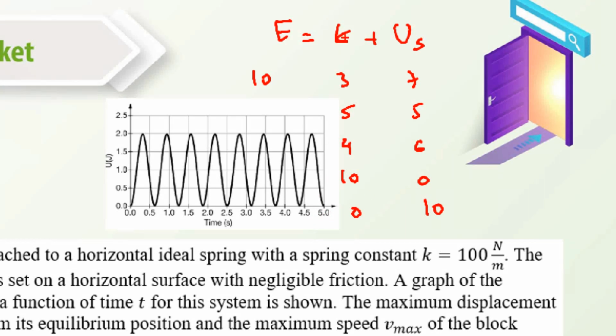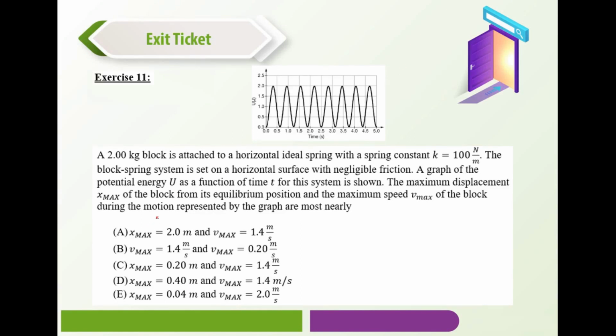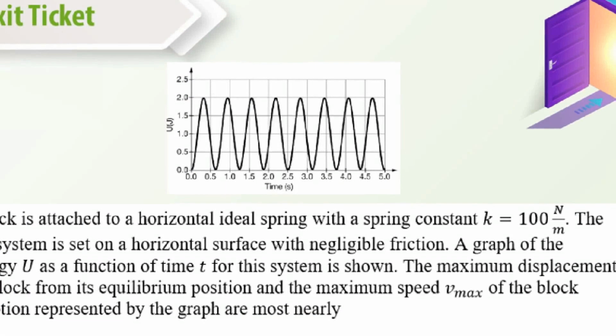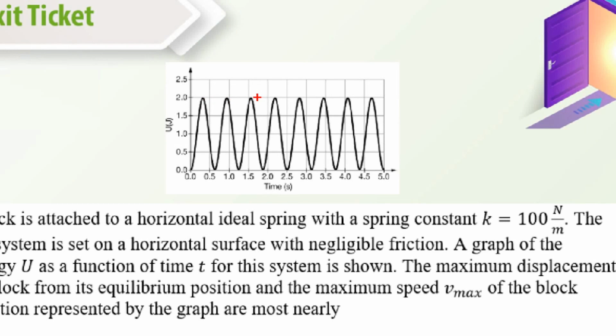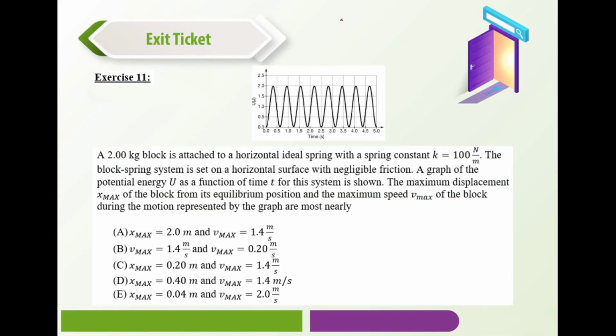What I'm trying to say here is that when K is minimum, the elastic potential energy would be maximum. And if this is 10, maximum, that would be 0. And if this is maximum, which is basically positive, which is 10, that would be 0 as well. Now we need to find the maximum position first. The maximum position can be determined from these points, because the elastic potential energy is maximum and is given by 2, and the kinetic energy would be minimum, which is basically 0. The speed would be 0.